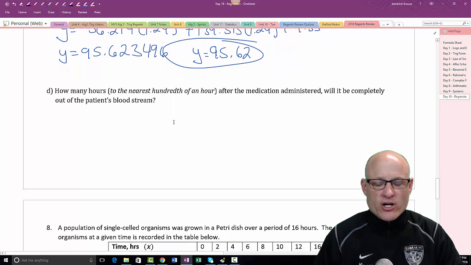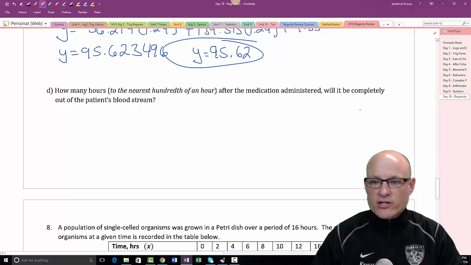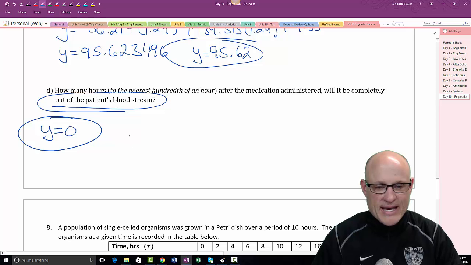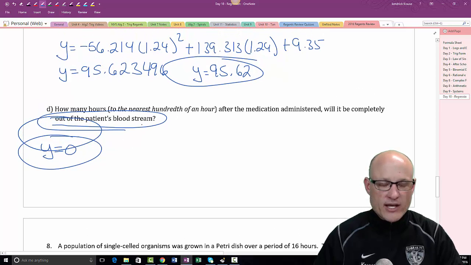After how many hours, to the nearest hundredth of an hour, after the medication is administered will it be out of the bloodstream? That means y equals 0. When will it equal 0? So we have to use the quadratic formula on this. There's no way to do this any other way.